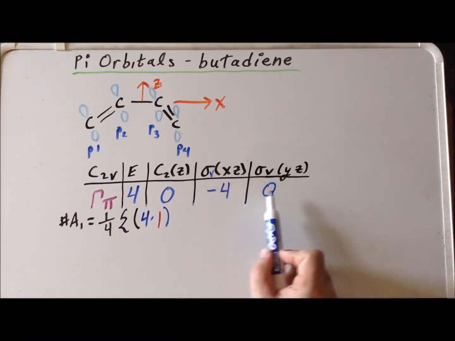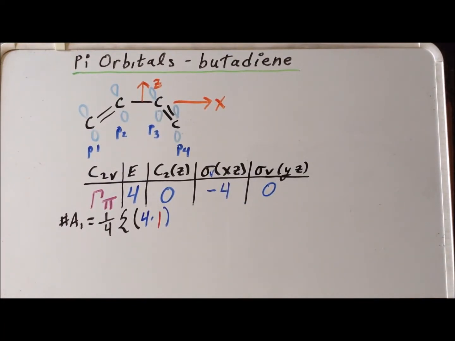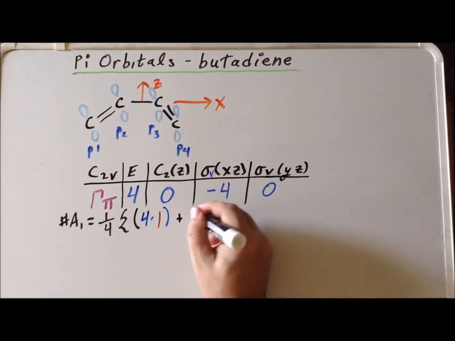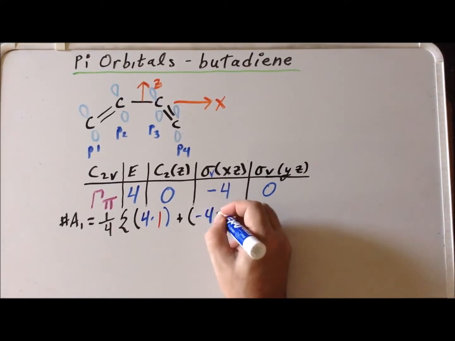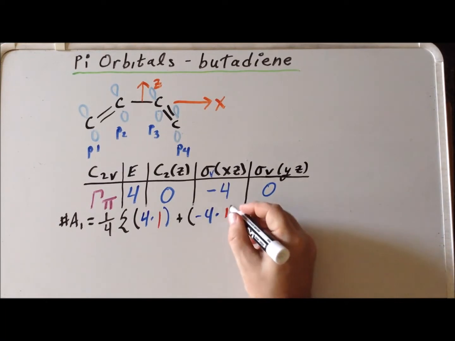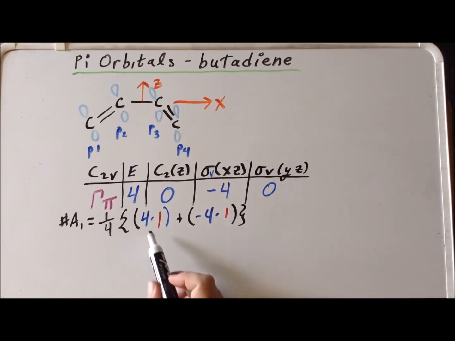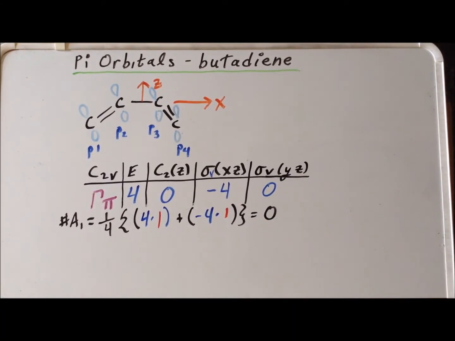we can effectively ignore any of the characters that are equal to 0, and we can move on to the second non-zero character, which is our minus 4. So we have plus minus 4. And now we multiply this by the character in the character table, which for A1 is a positive 1. And then this is our calculation: 4 minus 4 is 0. So the result being 0 tells us that we don't have any A1 irreducible representations that make up the reducible representation gamma sub pi.